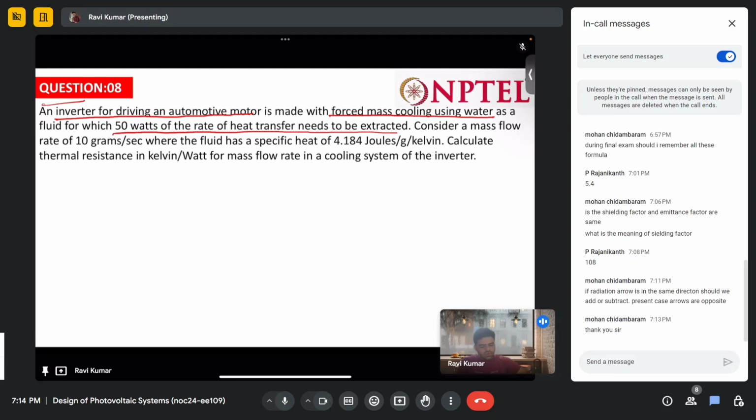Consider a mass flow. Mass flow of this liquid, water, is given as 10 gram per second, and the specific heat capacity is given as 4.18. Calculate the thermal resistance in Kelvin for what? For mass flow rate in the cooling system of the inverter. And these are the options.